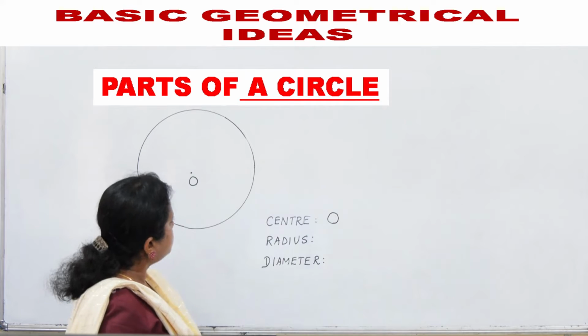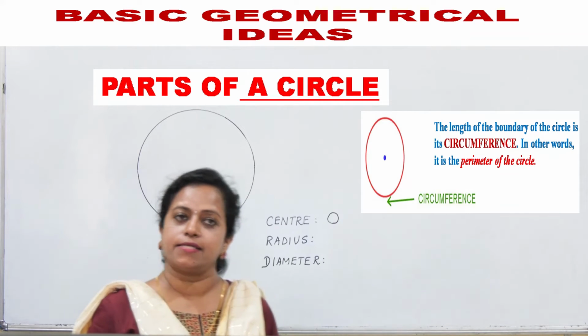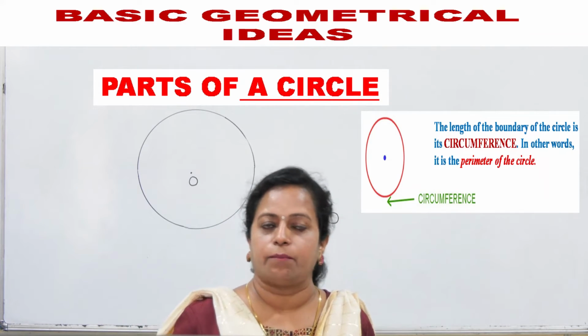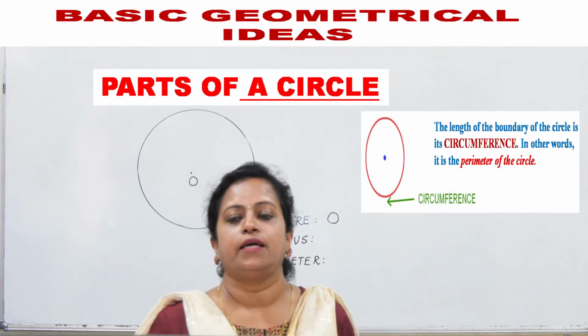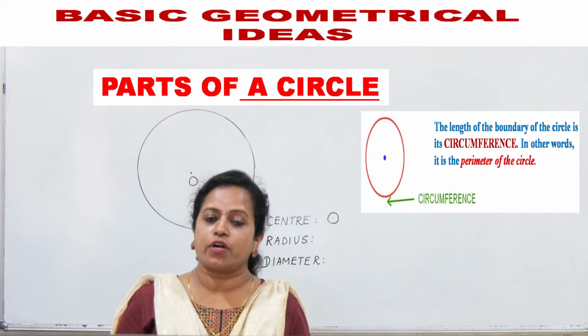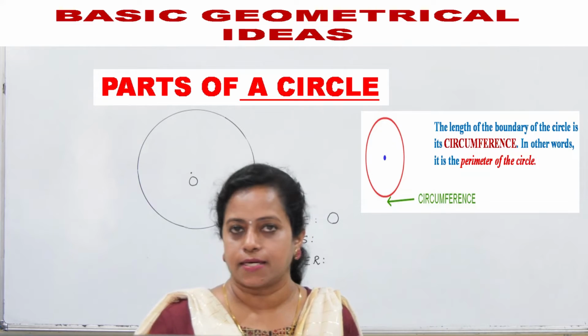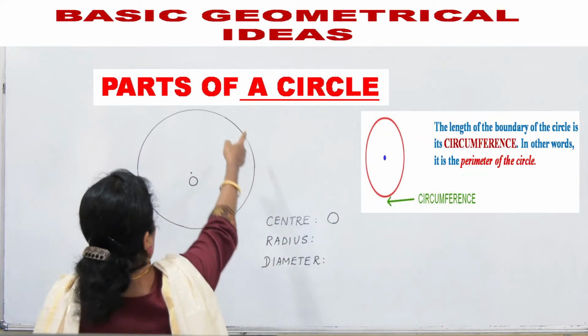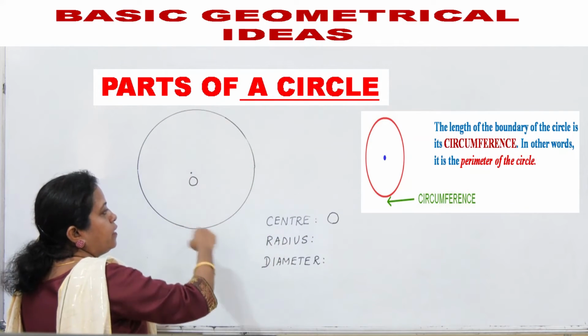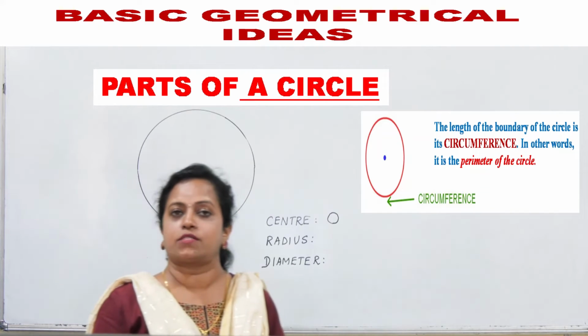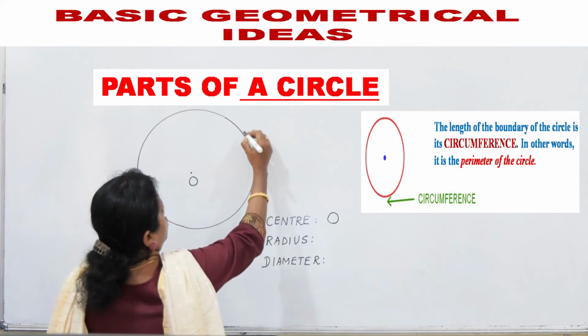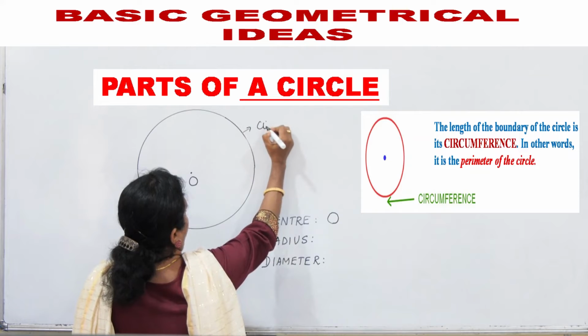Now the next term you have to understand about the circle is circumference. What do you mean by circumference of the circle? The length of the boundary of the circle is called its circumference. That is, this boundary which forms the circle is called the circumference of the given circle. So this is the circumference of the circle.